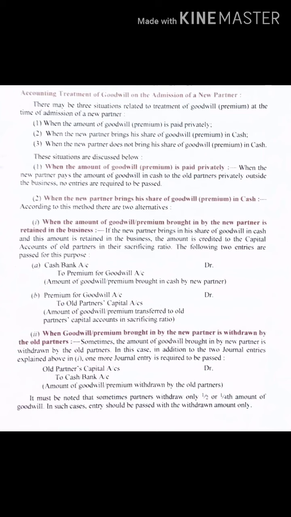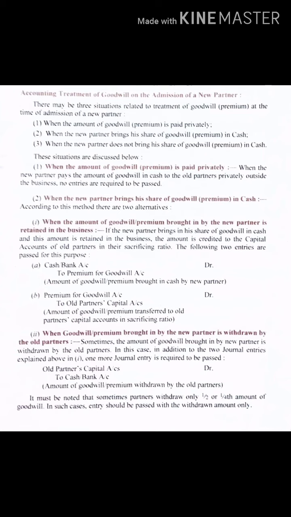Now third condition is when the new partner does not bring the share of goodwill or premium in cash. Okay, so first condition, when the amount of goodwill premium is paid privately. When the new partner pays the amount of goodwill in cash to the old partners privately, that is outside the business, no entries are required to be passed. Okay, now no entries are required to be passed. That means you will not pass any entry.